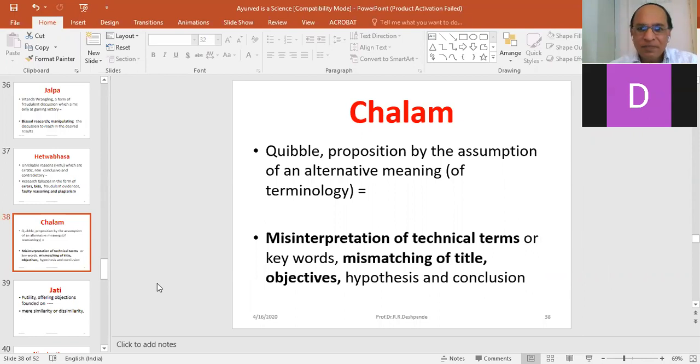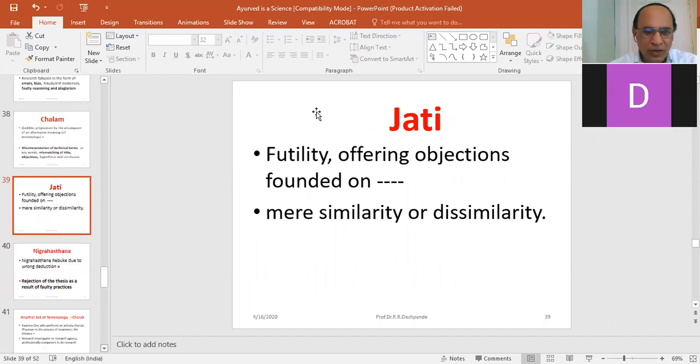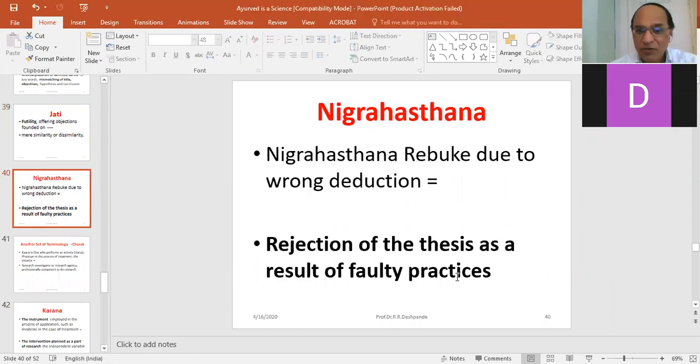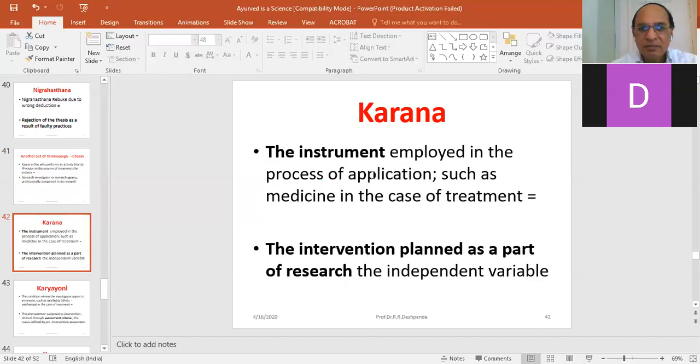Then jati is a similarity and dissimilarity. That is a futility. Try to understand futility. This word I will make bold. Then nigrishta, rejection of your thesis. Nigrishta. Okay. Then used by the Charak, karana. These are the materials that we are using for our research. Karana, instrument that we are using.